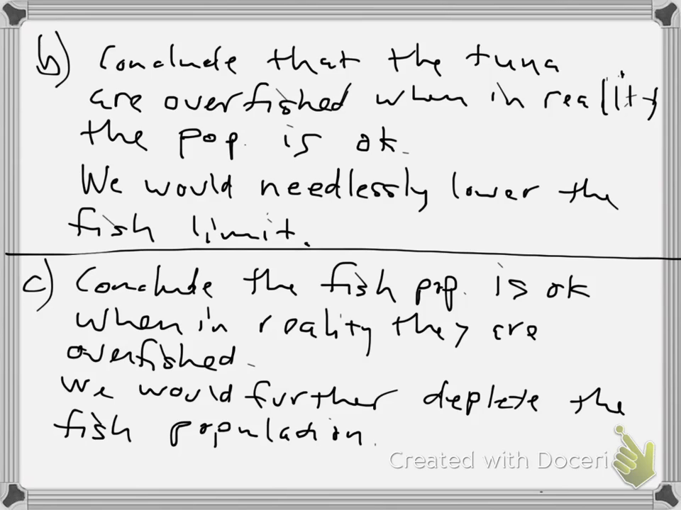In other words, we'd still be catching a whole bunch of fish and wouldn't change the limits when in reality they were already in danger to begin with. That sounds worse to me, and especially since I work, read the problem, I work for the Department of Game and Wildlife. I'm on their side, right? So to me, a type 2 error is worse.